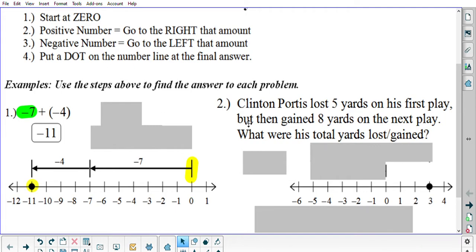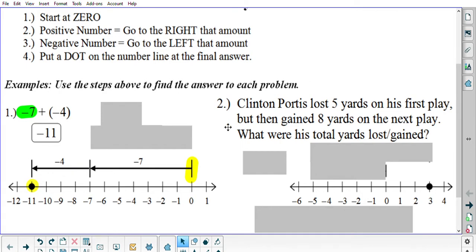Problem number 2. Now this one has a real life scenario to it. Clinton Portis, which by the way is a former running back of the Broncos and the team from Washington, lost 5 yards on his first play. Bummer. Lost 5 yards. Then he gained 8 yards in the next play. What were his total yards, lost or gained?